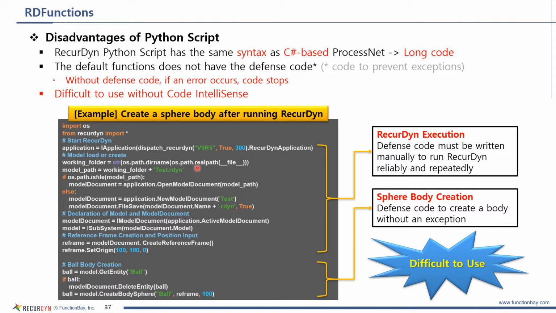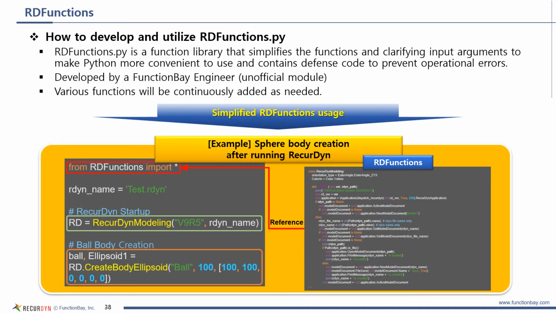The code you see here demonstrates these disadvantages quite well. When executing RecurDyn and opening a model file, the code length becomes this long, even for a very simple function, if defense codes for various cases including exceptions are implemented. RDFunctions makes it easier to use the RecurDyn Python API.